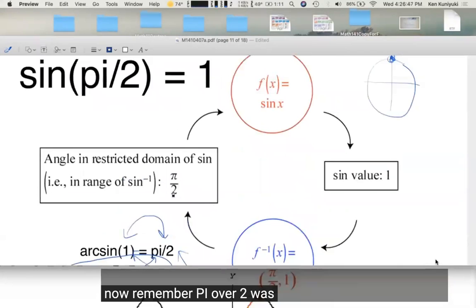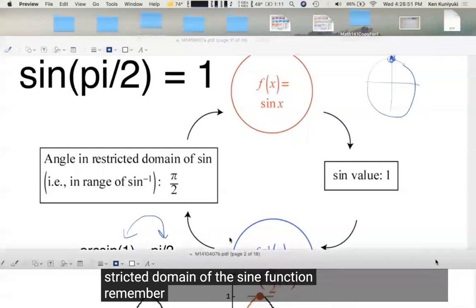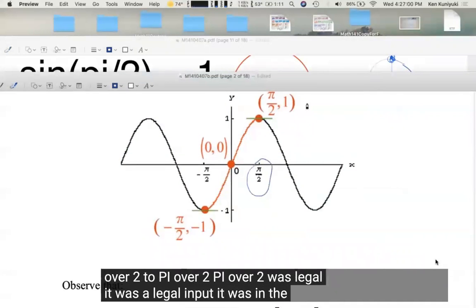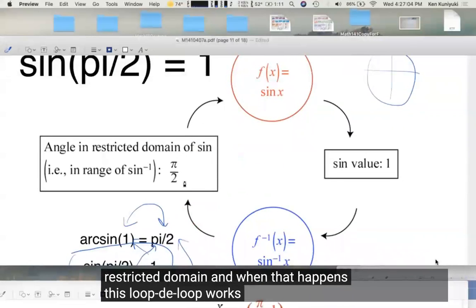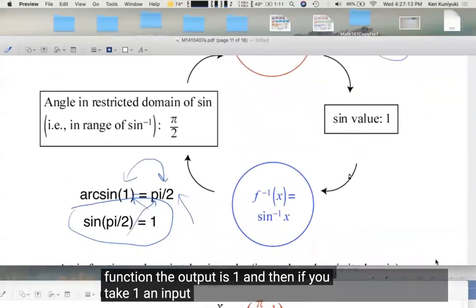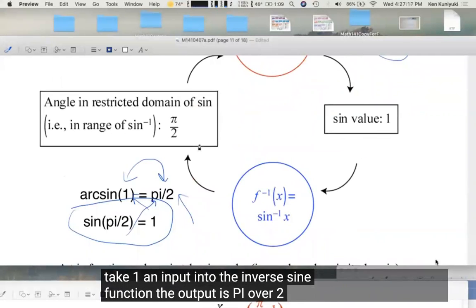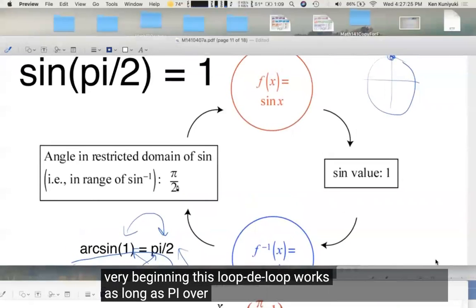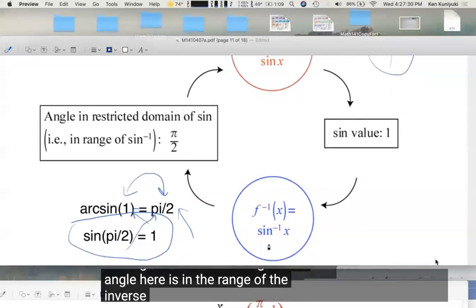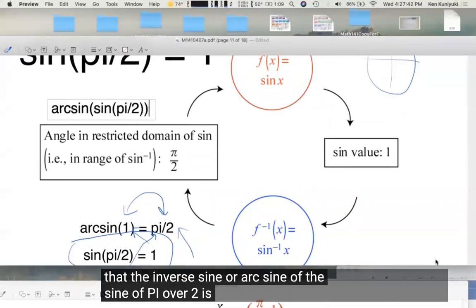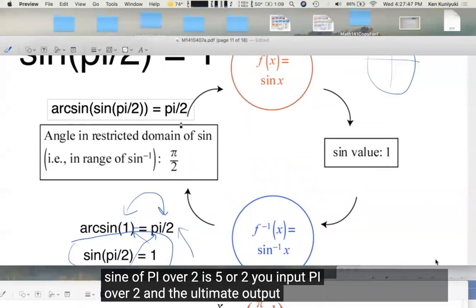Now remember, pi over 2 was in the restricted domain of the sine function. Remember when we restricted the sine function, we went from negative pi over 2 to pi over 2. Pi over 2 was legal. It was a legal input. It was in the restricted domain. And when that happens, this loop-to-loop works perfectly. We start with pi over 2, input into the sine function, the output is 1. And then if you take 1 and input into the inverse sine function, the output is pi over 2, which is the same as the original input at the very beginning. This loop-to-loop works as long as this angle here is in the range of the inverse sine function. Basically, we're saying here that the inverse sine or arcsine of the sine of pi over 2 is pi over 2. You input pi over 2, and the ultimate output is pi over 2.